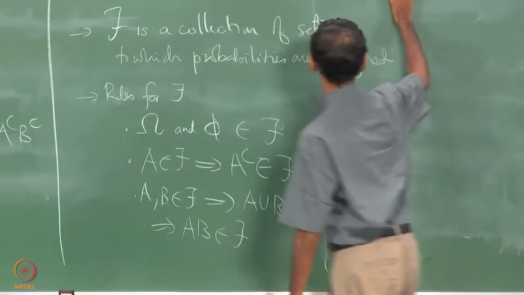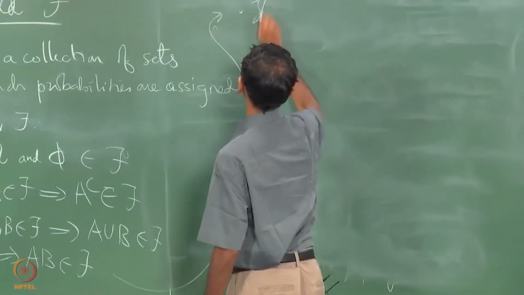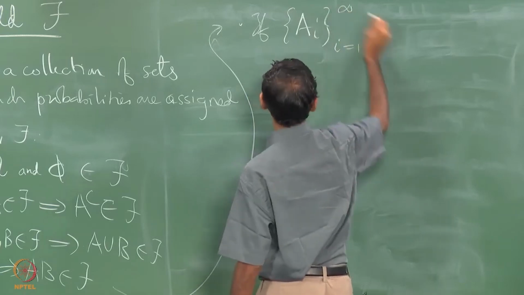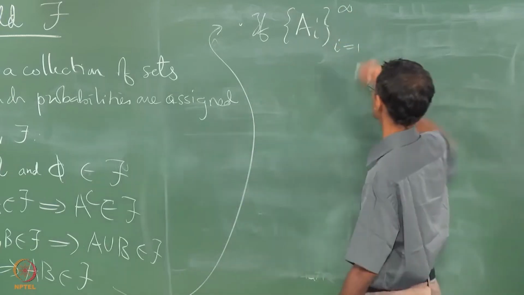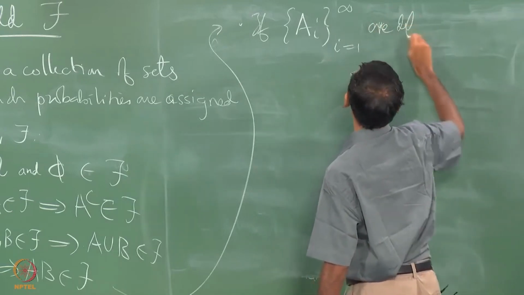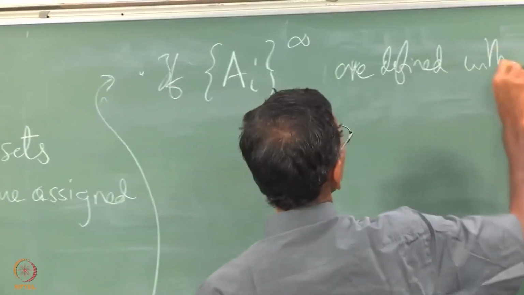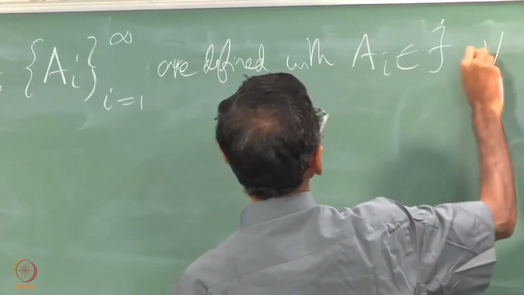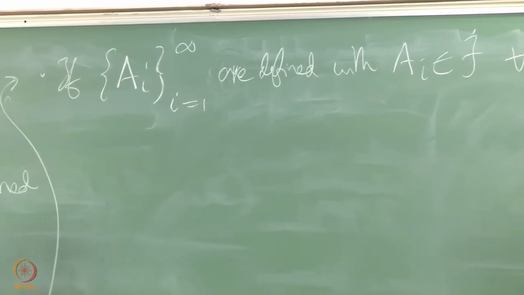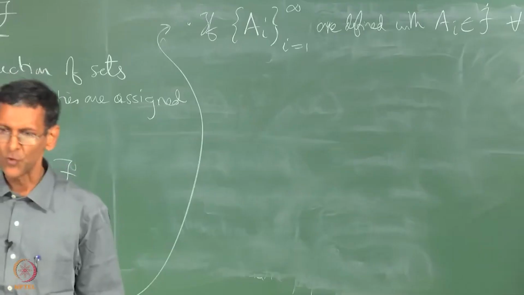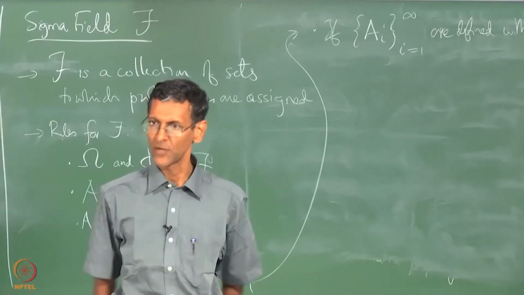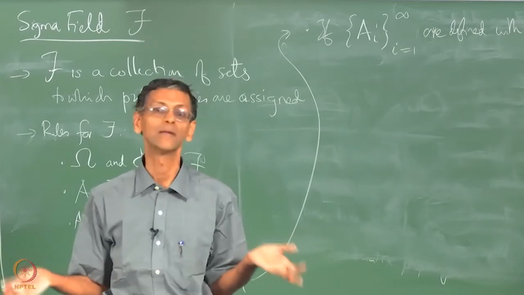So let me include that point here. If A_i, again this is a notation which we will use, i from 1 to infinity is a short form of saying A1, A2, A3 up to infinity, if you define this infinite collection with A_i in F for all i, no matter how. Now, what would be a good example of this? First, of course, you must have an experiment which supports a countably infinite collection. For example, the coin tossing until you get a head type of experiment.